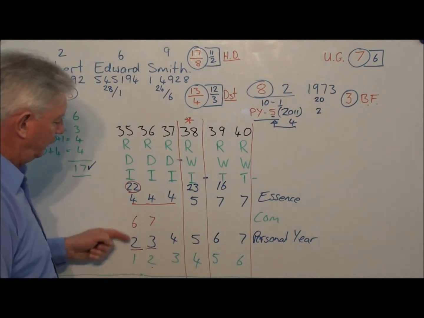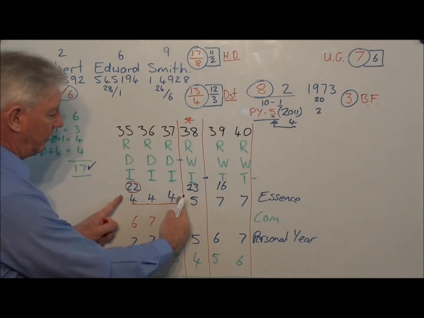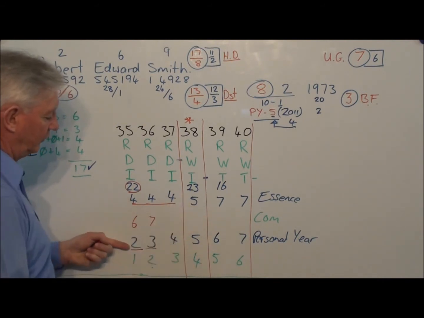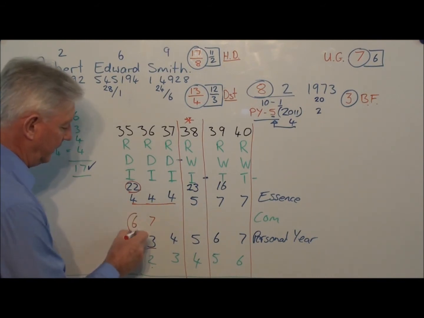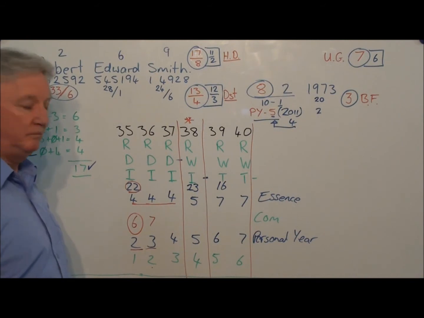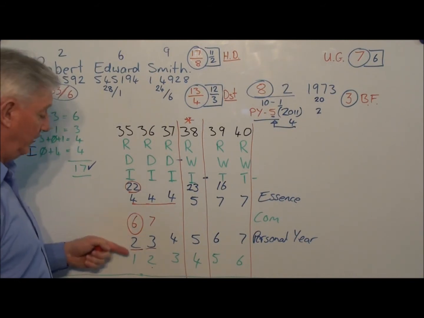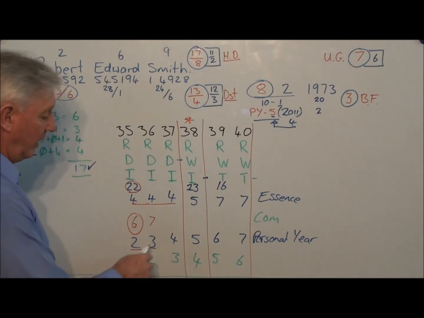Now, between the first two, this one says apply yourself. This one says slow down. And this one says slow down, apply yourself, and be responsible, because 6 says be responsible. This is what's happening between these two.